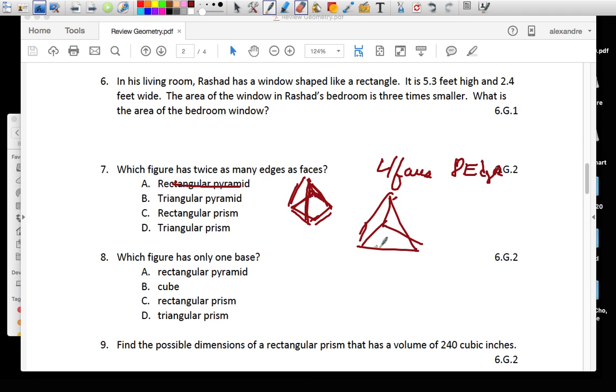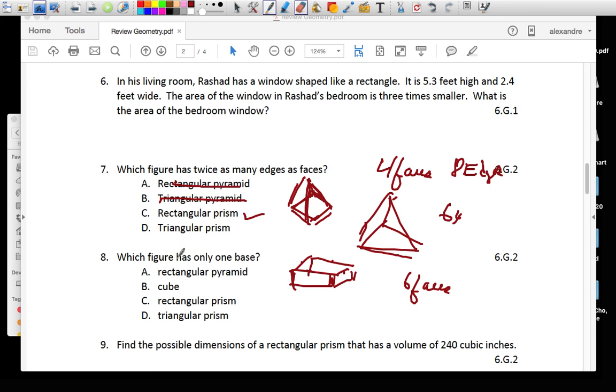How about triangular pyramid? Triangular pyramid has how many edges? 1, 2, 3, 4, 5, 6. 6 edges. How many faces? 1, 2, 3, 4. No, not that one. Triangle, rectangular prism. Rectangular prism has 1, 2, 3, 4, 5, 6. 6 faces. How many edges? Well, 1, 2, 3, 4, and at the bottom another 4, 8, and then this 9, 10, 11, 12. So definitely a rectangular prism.